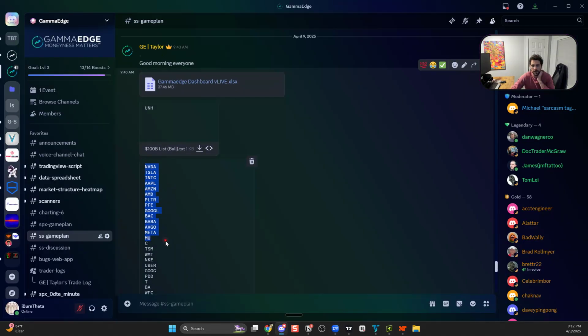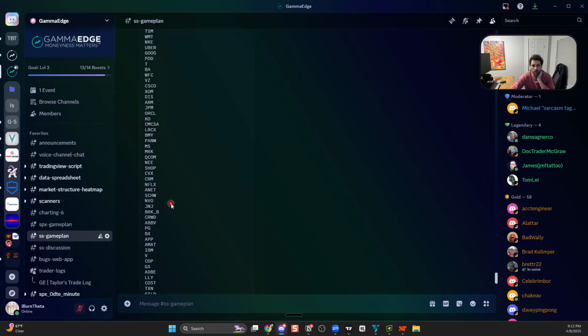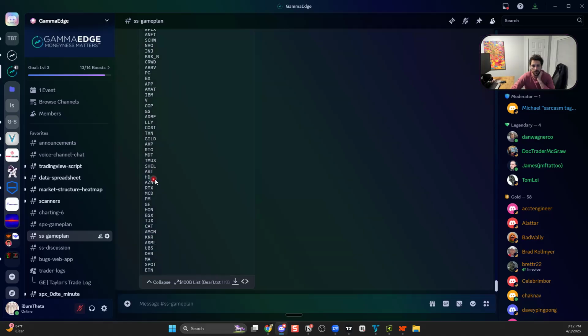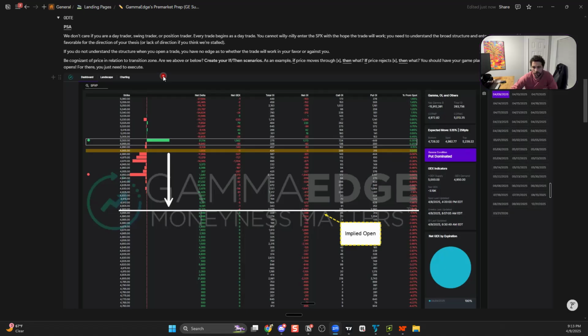I mean, we had everything from the high beta Mag 7 names to the consumer staple names like McDonald's, Home Depot, stuff like that. So that just tells you the baby's out with the bathwater right now and everything is put dominated. And then here, for the sake of completeness, this is the SPX 0DT structure.